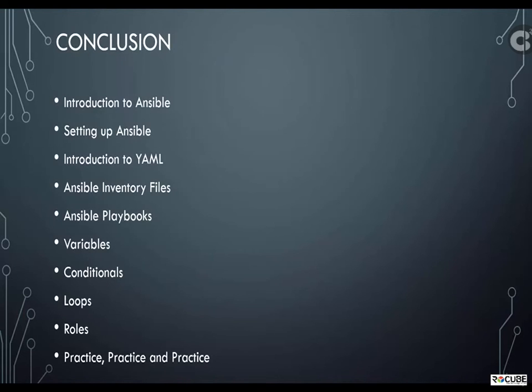So to conclude, we discussed various topics surrounding Ansible, what Ansible is and what it can do for us, how to set it up, install it. We also went through an introduction to YAML. We did some hands-on practice on YAML. We practiced some inventory files and playbooks, and we worked with variables, conditionals, loops, etc. And we also looked at what roles are, how we can use them, and what Ansible Galaxy is, and how to search for roles in Ansible Galaxy and use that in our project.